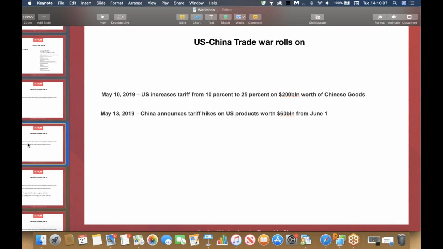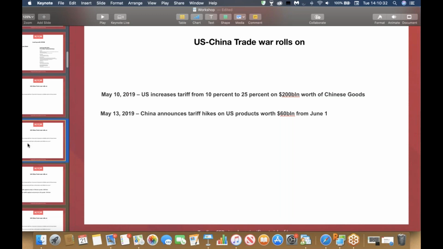Now, May the 13th, China announced retaliatory tariff hikes on US products worth $60 billion from June the 1st. So China is saying that we're hitting back and we're hiking tariffs on $60 billion worth of US products. They had a whole tiering system. Certain products incurred more tariffs than other products, but that was the big picture.